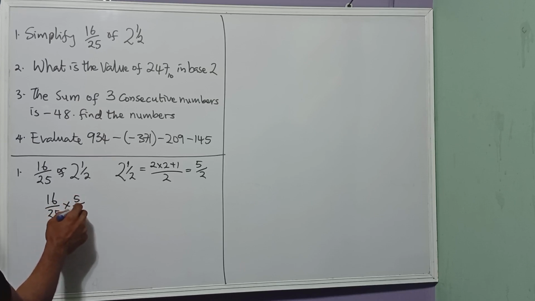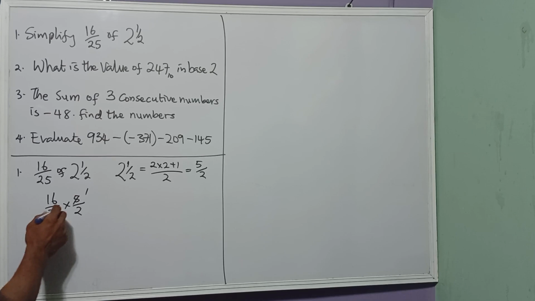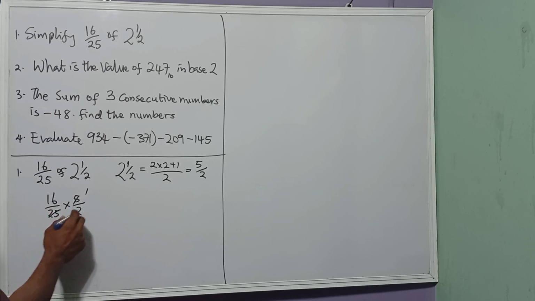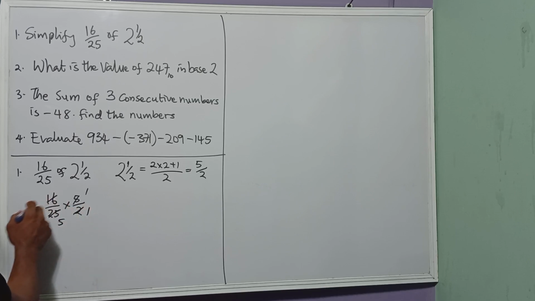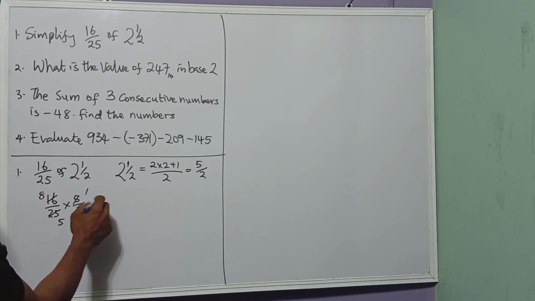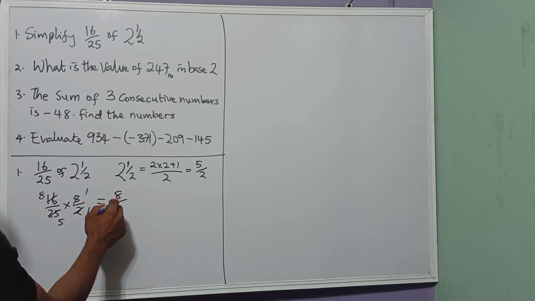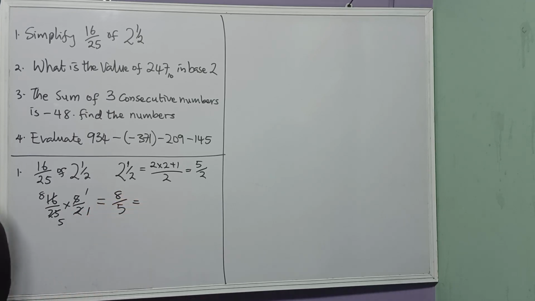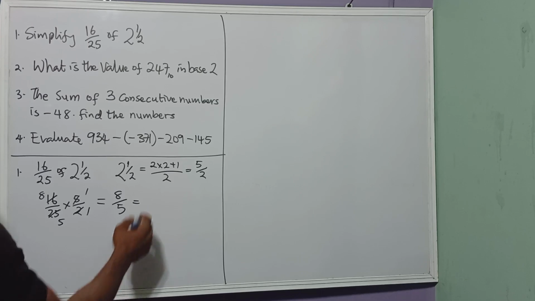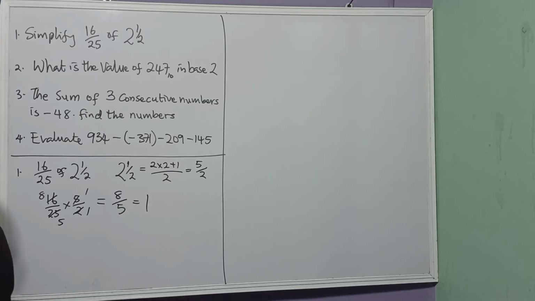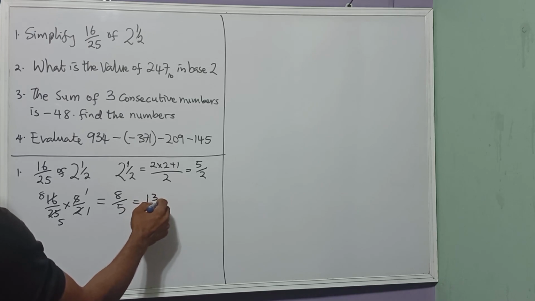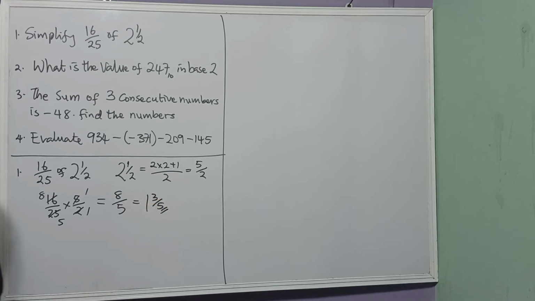times 5 over 2. 5 into 5, 1, 5 into 25, 5. 2 into 2, 1, 2 into 16, 8. This leaves us with 8 over 5. Now, in proper fractions, that will be 1 whole number 3 over 5 in mixed fractions.